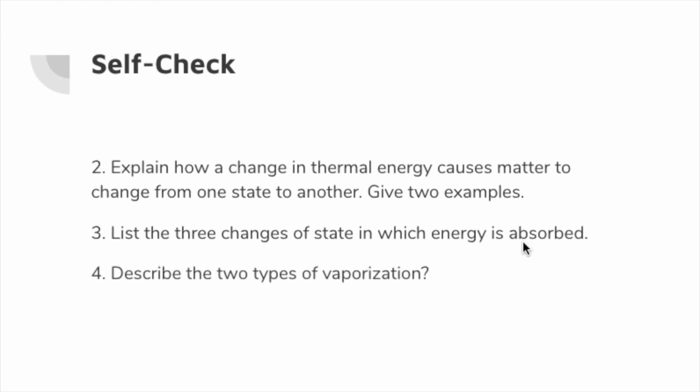Number 4, describe the 2 types of vaporization. Boiling occurs when particles below the surface of a liquid change to a gas, and evaporation occurs on that surface when those particles are moving faster than other particles in that liquid.